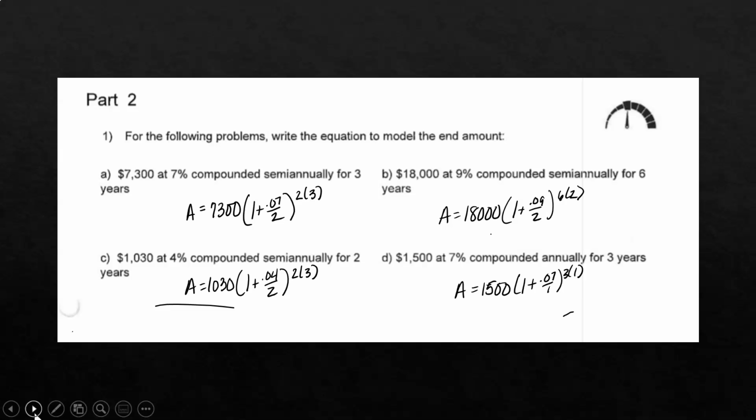C, $1,030 times the quantity of 1 plus 4/100 divided by 2 to the 6th power. And D, 1,500 times the quantity of 1 plus 7/100 to the third power. Annually is just once. You didn't even need to put those ones in there. And that is it.